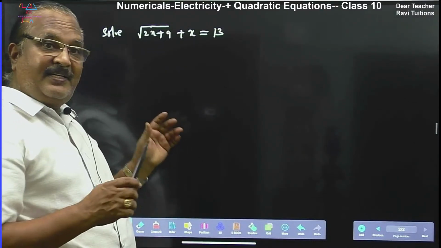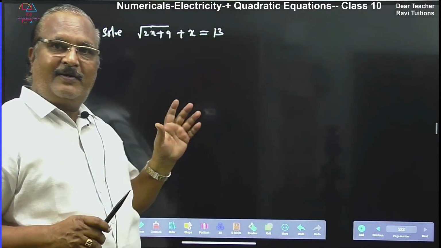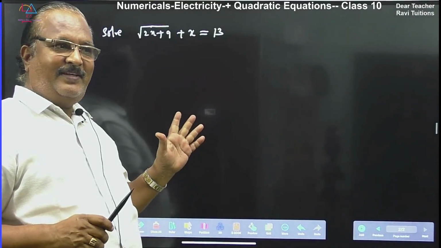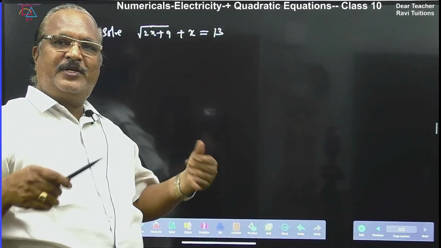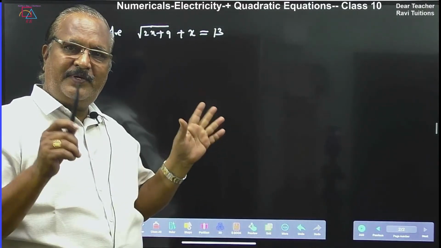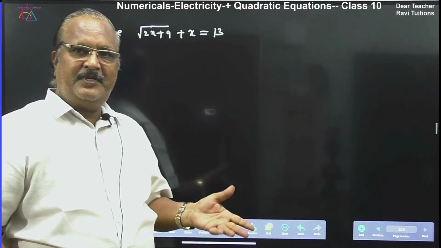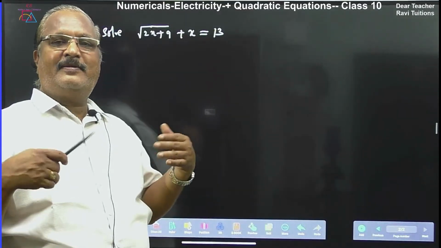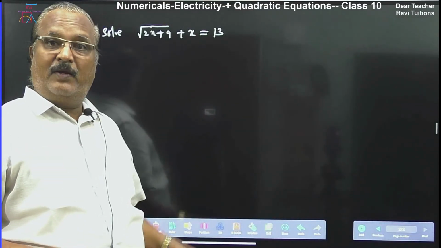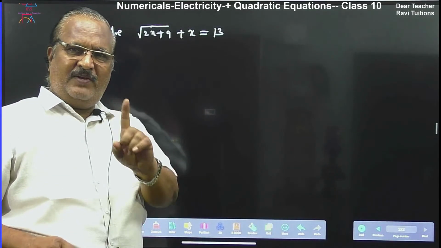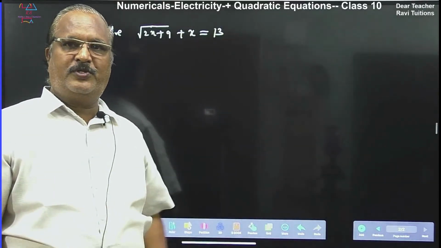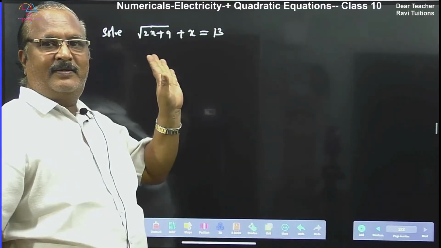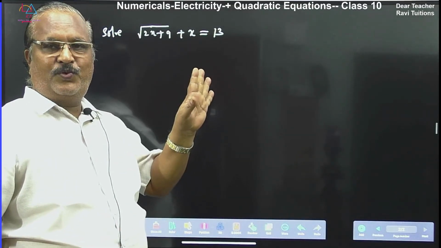So now let us bring it to the quadratic form. General form: whenever root is there, you have to try to remove it. When bracket is there, you remove the bracket. When there is a denominator, you take LCM and simplify. When root is there, there is only one method: you have to square it to remove the root.